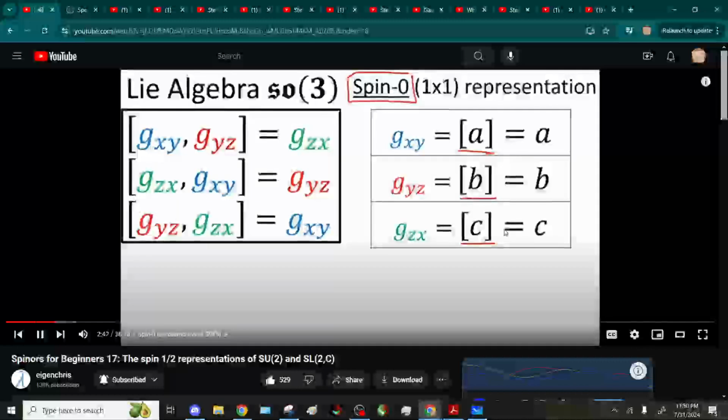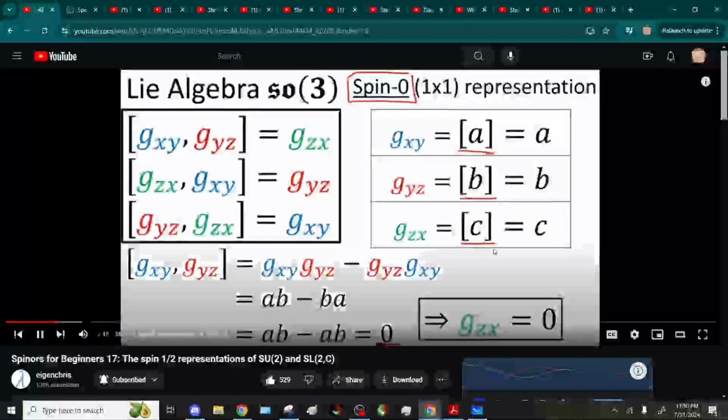Brackets written around them. Since scalars commute with each other, the commutation relations automatically go to 0.